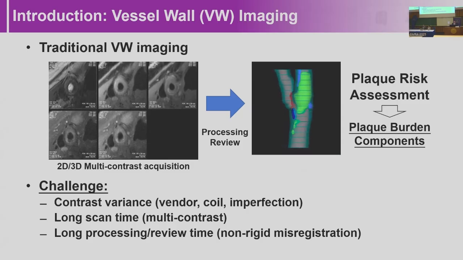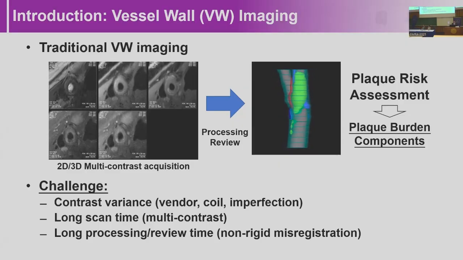So let's look back at what we call traditional vessel wall imaging. It actually provides more information than MRA, which only provides stenosis. What we usually do for vessel wall imaging is scan 2D or 3D multi-contrast sequences, and then we process and review them. Basically, we are trying to build a 3D model of the artery, including the plaque, the lumen, and the composition.